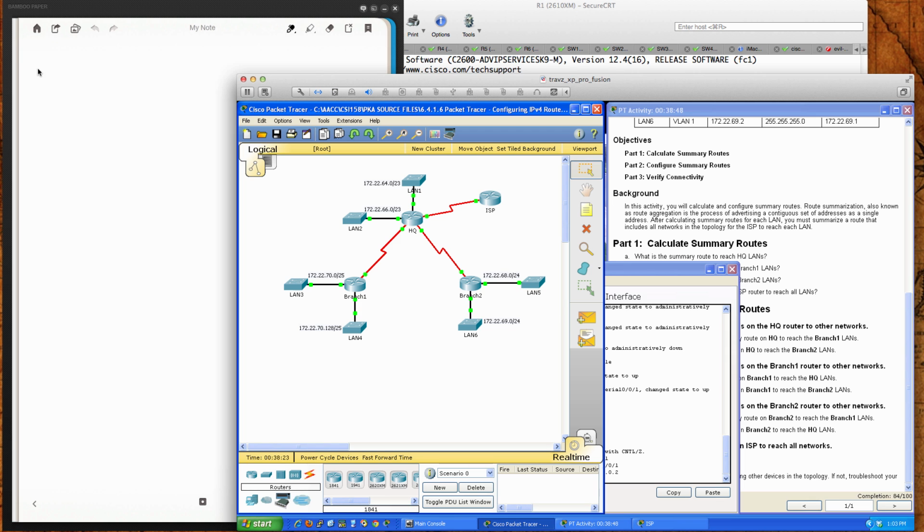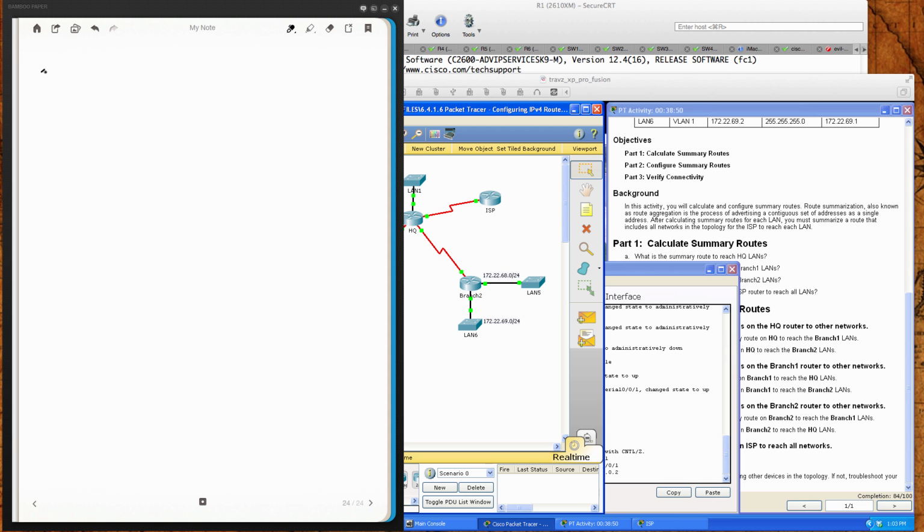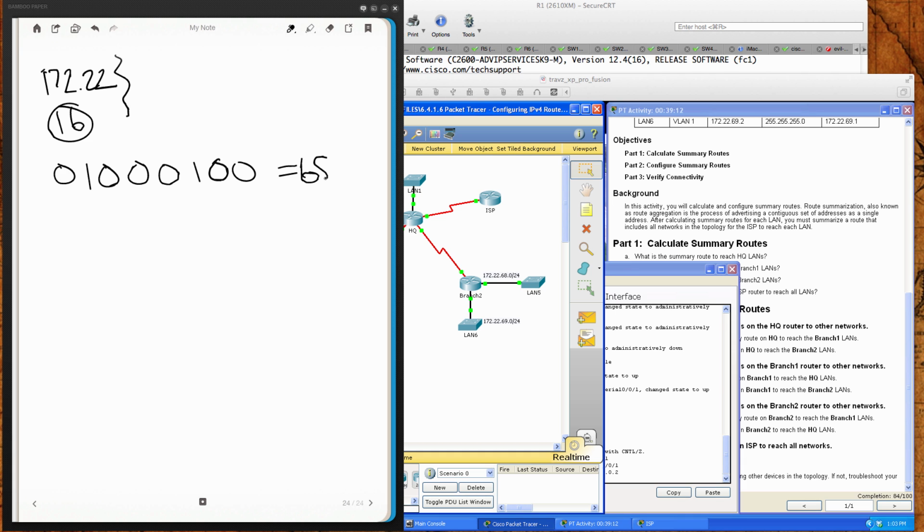Let me write this down here real quick. So we know that 172.22 is going to work for everything, so 16 bits are automatically going to match. Now we need that third octet. So one of them is 68, and that's going to be 0, 1, 0, 0, 0, 1, 0, 0, and that equals 68.